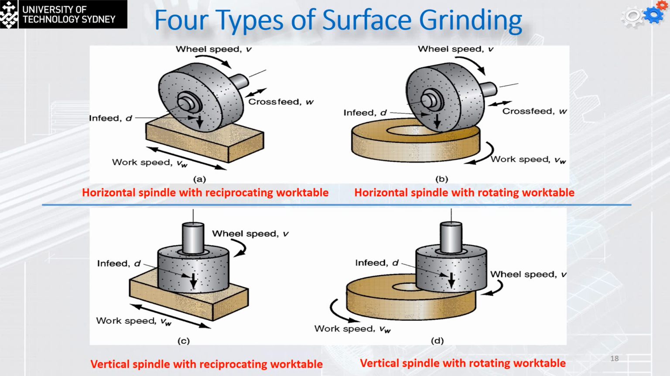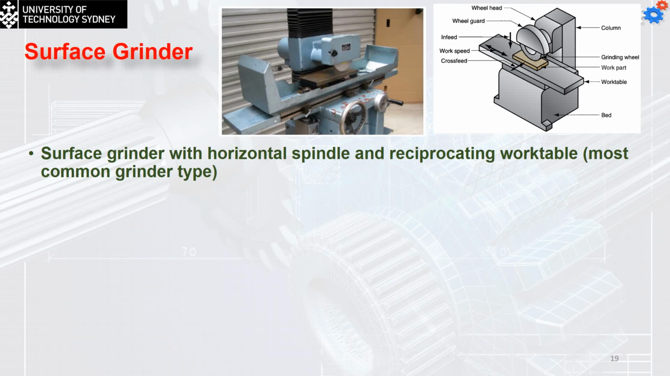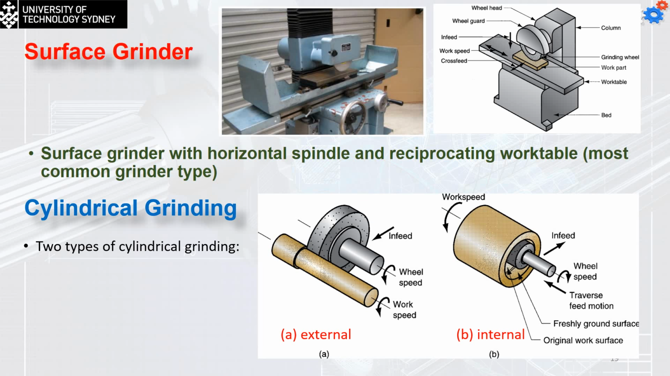Is that the only types of grinding we have? These are the 4 types for surface grinding for flat surfaces. We still have other operations if we would like to do the cylindrical grinding process. So surface grinding, once again, is done on flat surfaces.